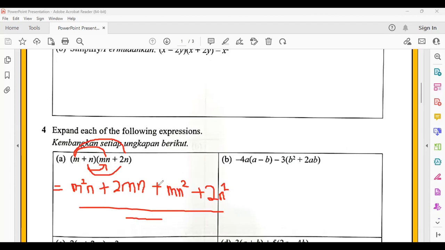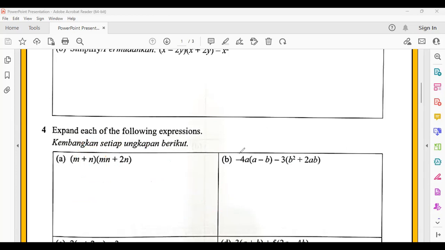At this point, you can't do anything because none of these terms are the same. You see, this one is m squared n, this one is mn squared, this is 2mn, and this is n squared alone. So none of them are the same, which means none can be combined. It just has to be left like that. Until you put in a value for the m and a value for the n, then it changes and you get the answer. Clear? Now let's see this next one.